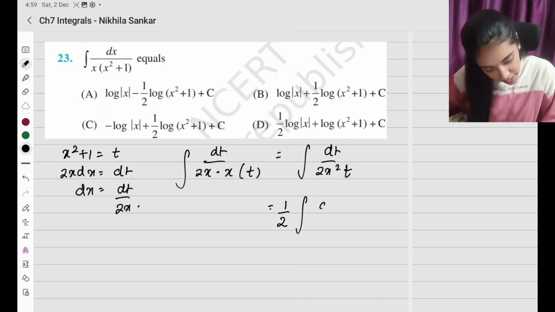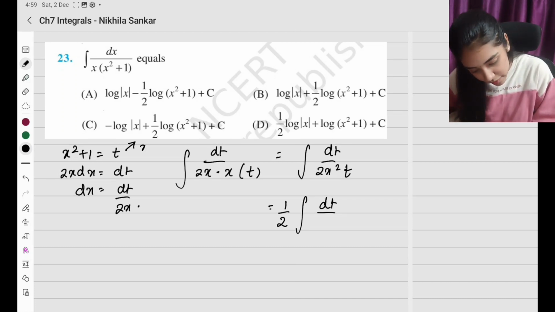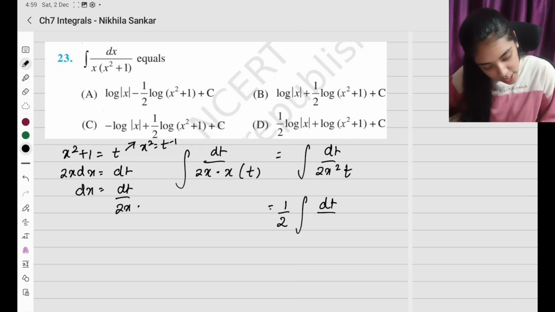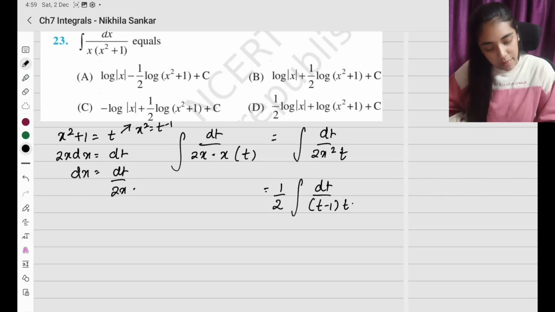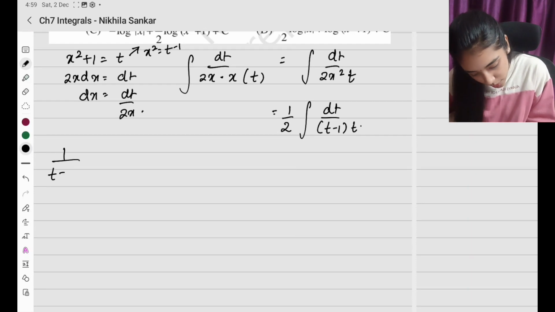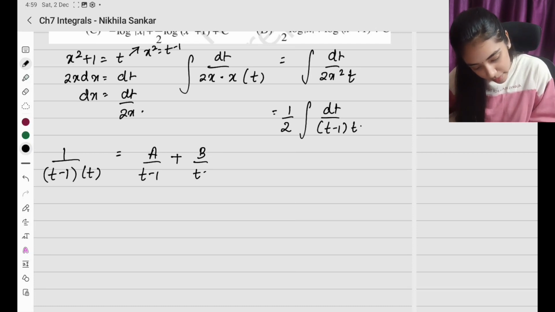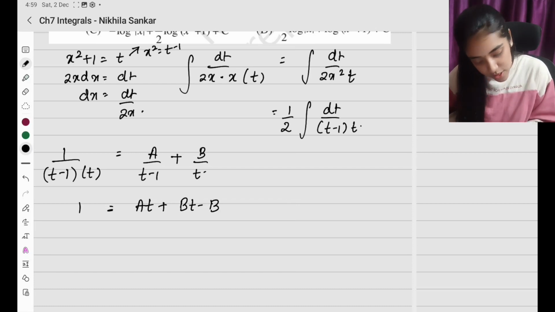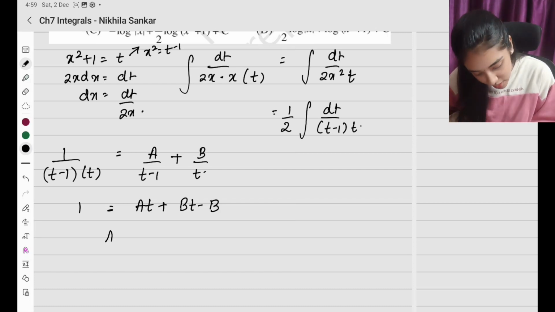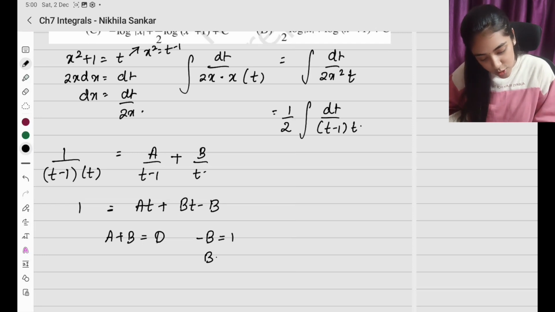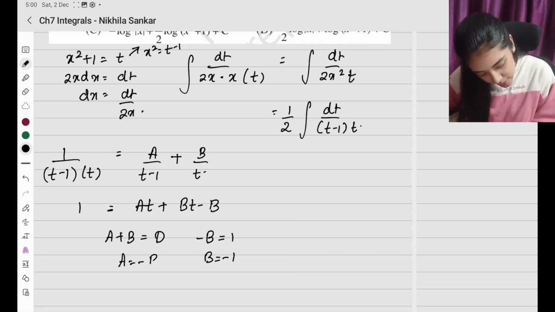Integral dt divided by, what is x square from this? X square is t minus 1. So I can write t minus 1 times t. So what is my partial fraction? 1 by t minus 1 times t equals a by t minus 1 plus b divided by t. So at plus bt minus t equals 1. Taking the LCM. Now equating the coefficients, I have a plus b equals 0. Minus b equals 1. There is only constant. So b equals minus 1. A equals minus b. So a equals 1.